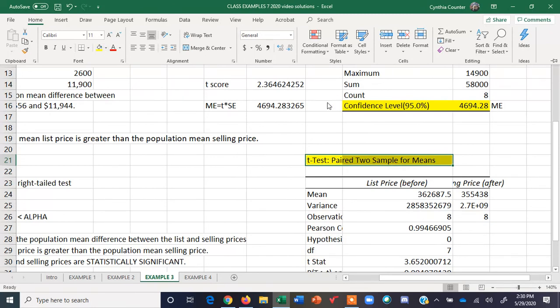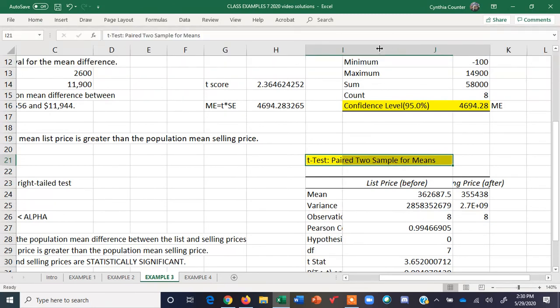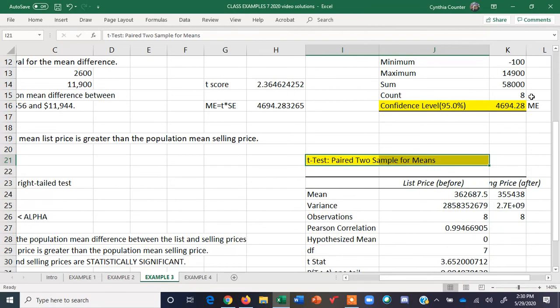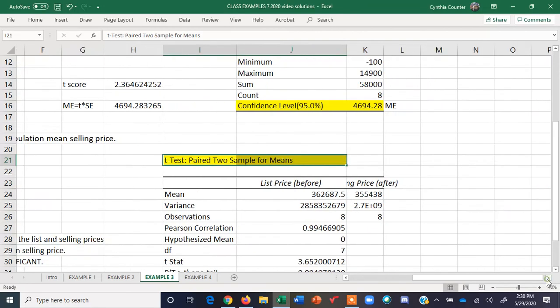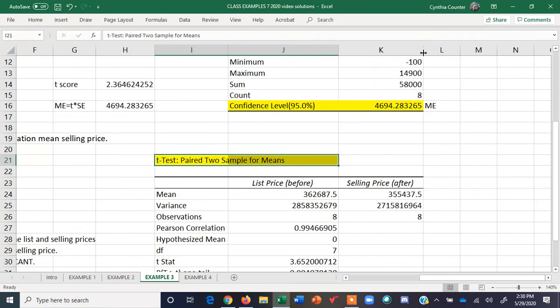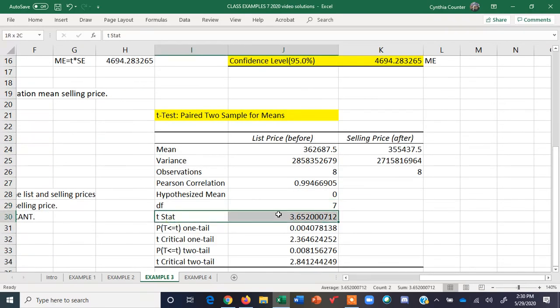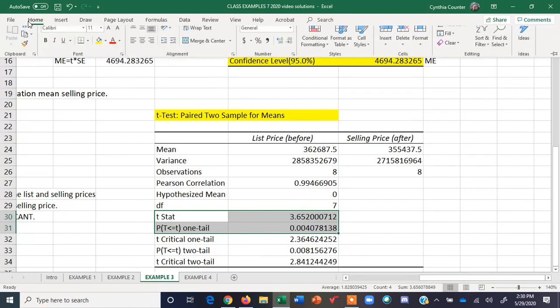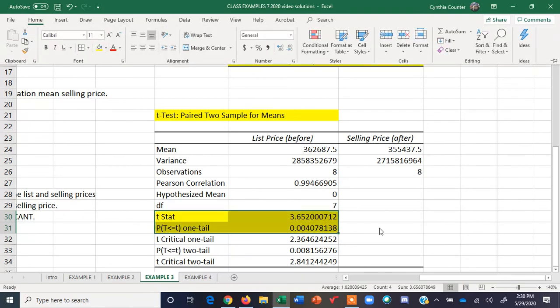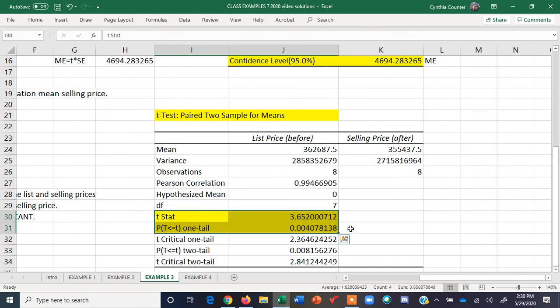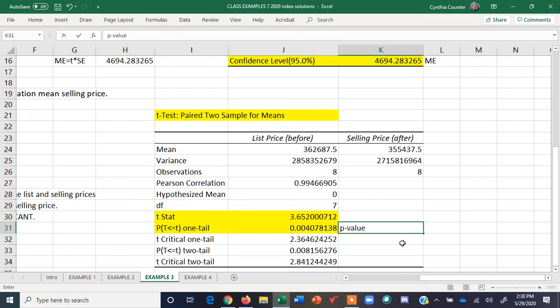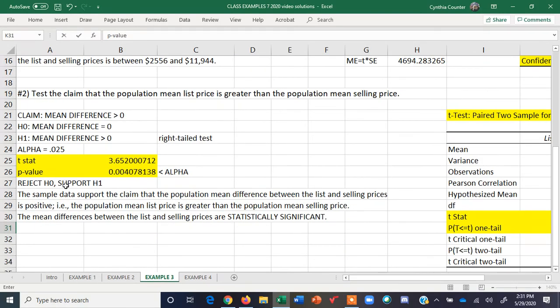Notice they give us sample means and variances for both samples. So we have our sample means and our sample variances for both samples. We're given our degrees of freedom. And here we see our t-score and the p-value. So there's your t-stat, and right here is the p-value. And again, we see p-value less than alpha, so same conclusion.